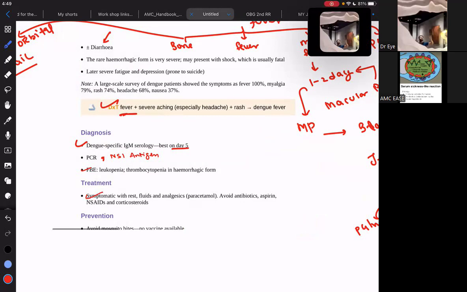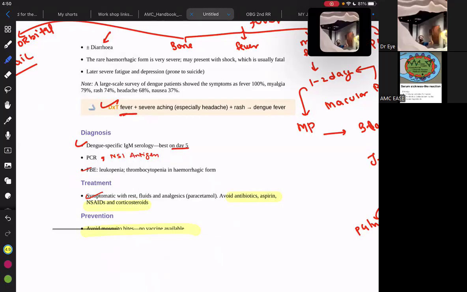Treatment is of course symptomatic, where we'll go for the paracetamol and IV fluids. But you need to remember that you have to avoid the antibiotics, aspirin, NSAIDs, and corticosteroids. Analgesics are taken as paracetamol and not the other ones. For the prevention, you have to avoid the mosquito bites because there is no vaccine available.